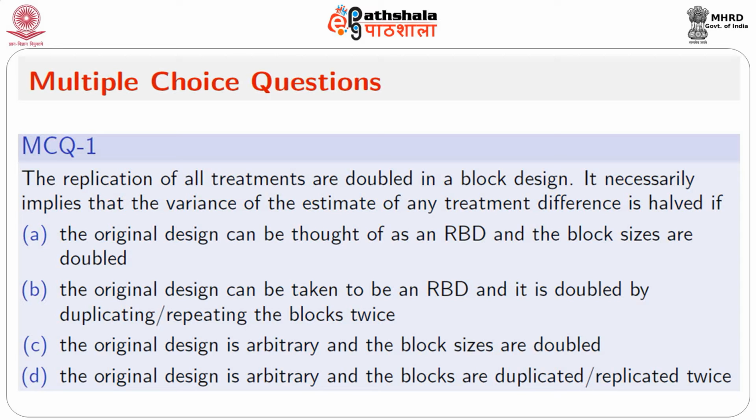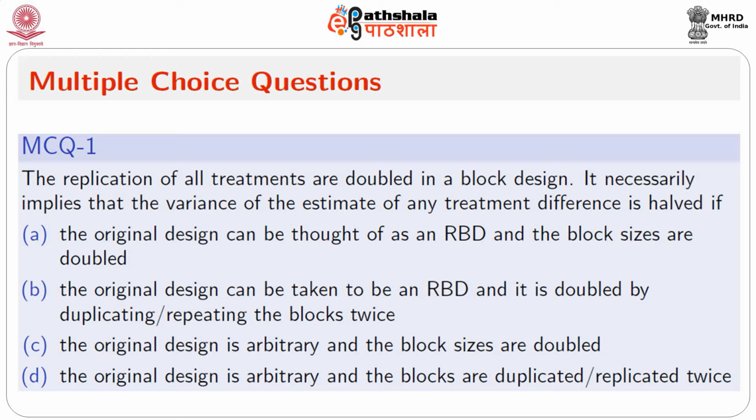You have got B blocks to start with. You consider another set of blocks, again repeating the B blocks. So the first set of B blocks forming an RBD, another set of B blocks forming an RBD duplication, and then take the two together. In the process you get two B blocks. Yes, that is option number B. And can you now show that the variance of the estimate of the treatment difference is half?